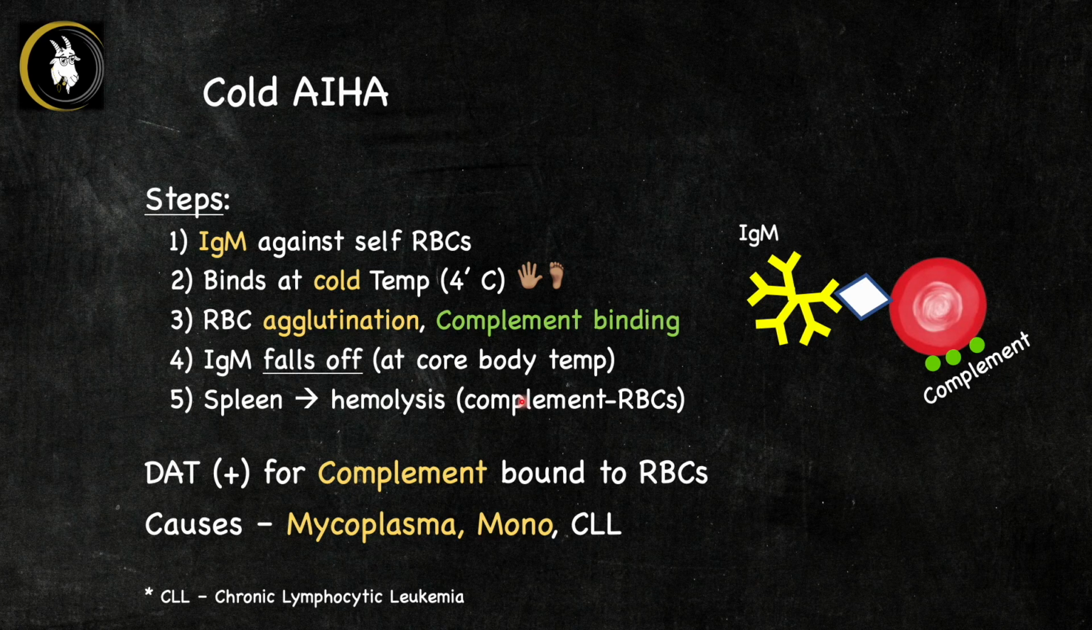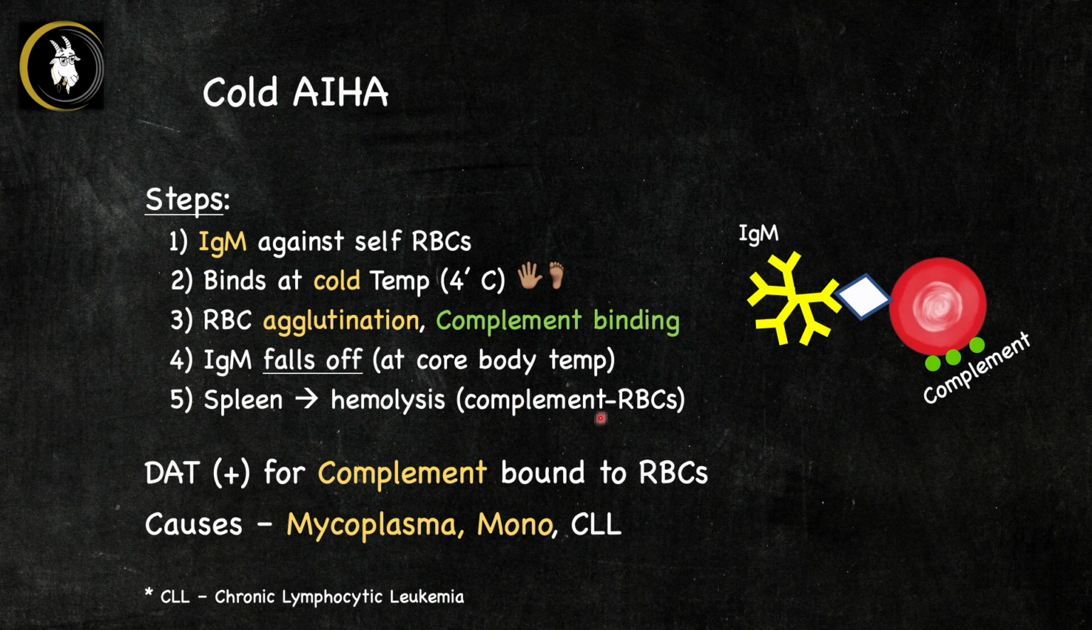And so the way that hemolysis happens here is that when the red blood cells circulate through the spleen, since they're tagged by complement, the macrophages in the spleen say, hey, these red blood cells have complement on them. That means that they're not normal, and so we have to phagocytose them. So once again, we're going to get hemolysis in the spleen, which is extravascular hemolysis.